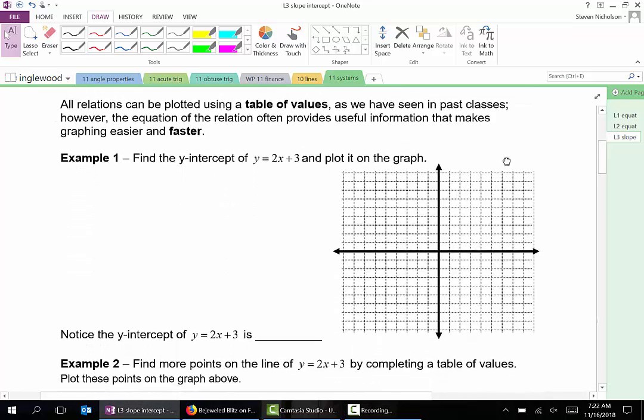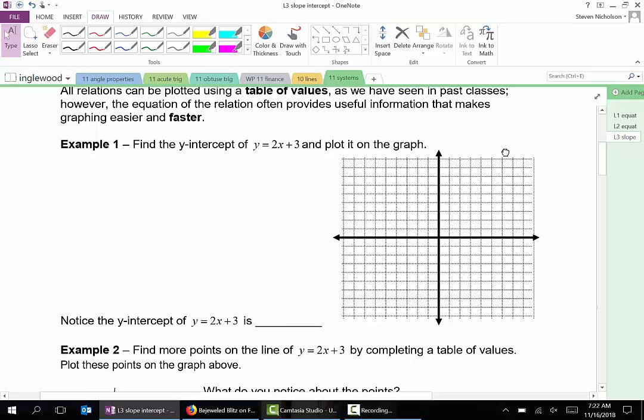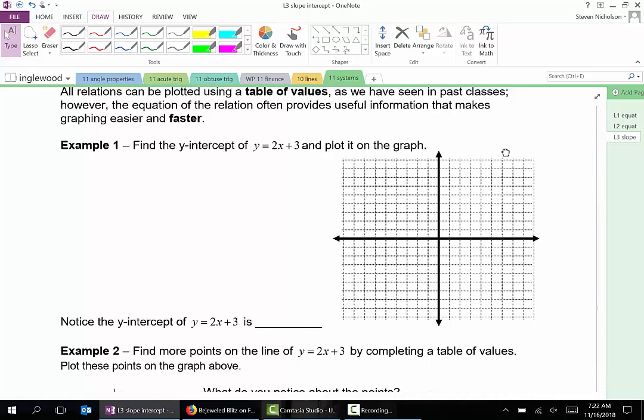So in example number 1, if I wanted to find one point algebraically and then use the slope, we could go ahead and do that. You only need 2 points to draw a line. And in example number 1, I've asked for a particular point, the y-intercept.